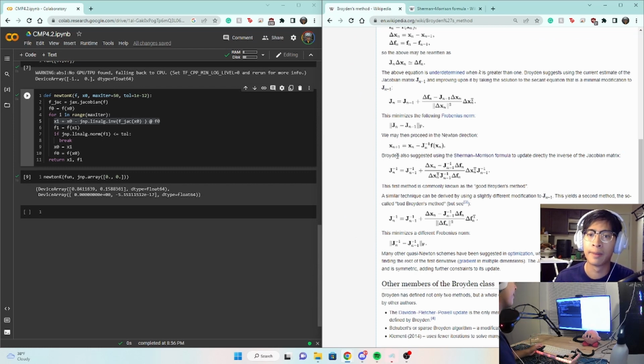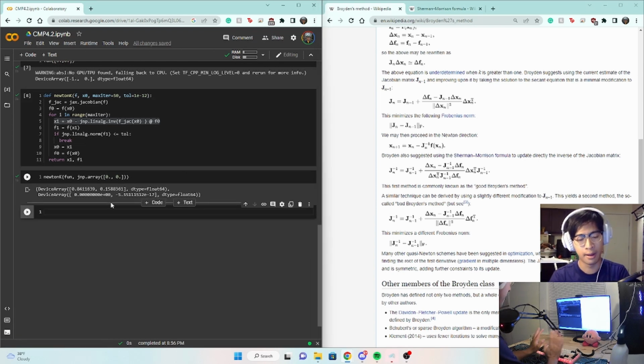Okay, so the cusp of Broyden's method is this here. The new x value is going to be described by xn minus the inverse Jacobian matrix multiplied by f evaluated at xn. So let's go ahead and code out Broyden's method.